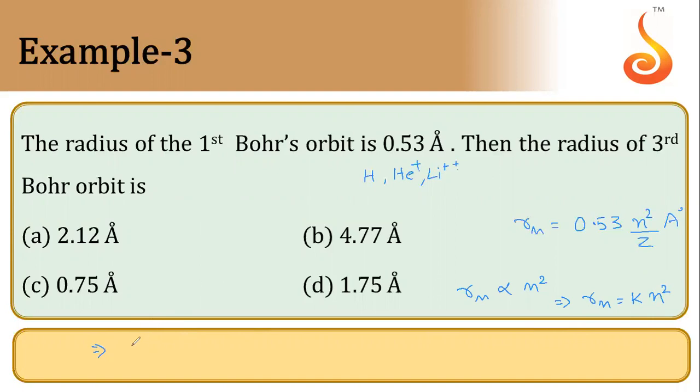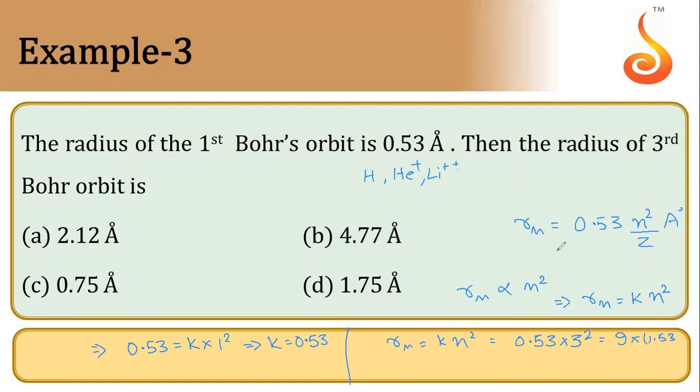For the first orbit, they have given the radius as 0.53. First orbit means the value of n is 1. So our proportionality constant k is coming as 0.53. We are going to use this value of k for finding the radius of the third Bohr orbit. Again, the radius of the nth orbit is k into n square. The k value we have found as 0.53, and n they have given as 3. So it will be 3 square, so 9 into 0.53 angstrom. That will be our answer.